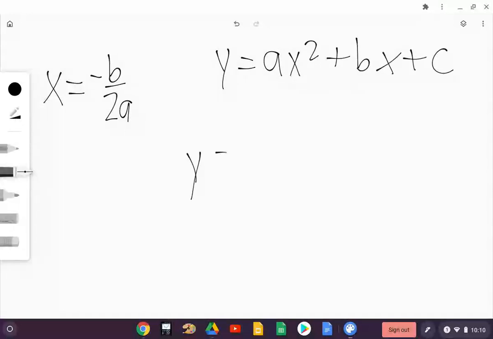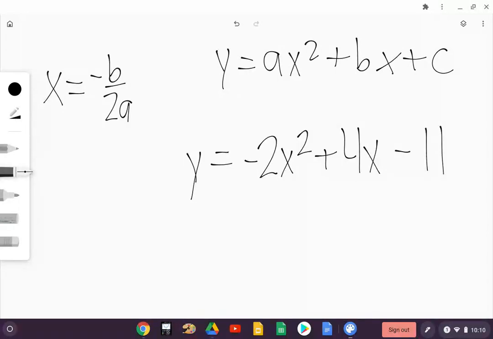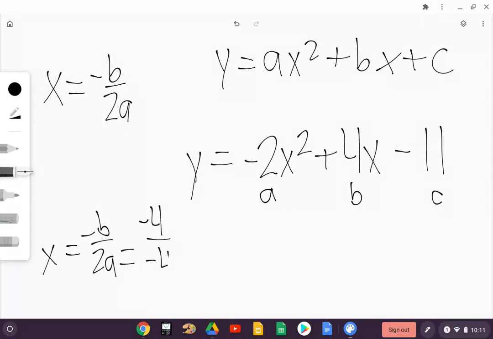So let's do a different example. y equals negative 2x squared plus 4x minus 11. So in this example, a is negative 2, b is 4, and c is negative 11. If I use this formula, I'm going to get negative 4 over 2 times negative 2, which is negative 4, so x is equal to negative 1. So if they ask you to find the vertex, you need to find an x and a y.